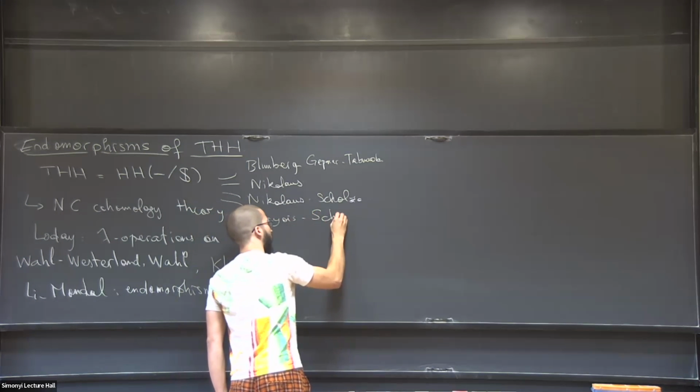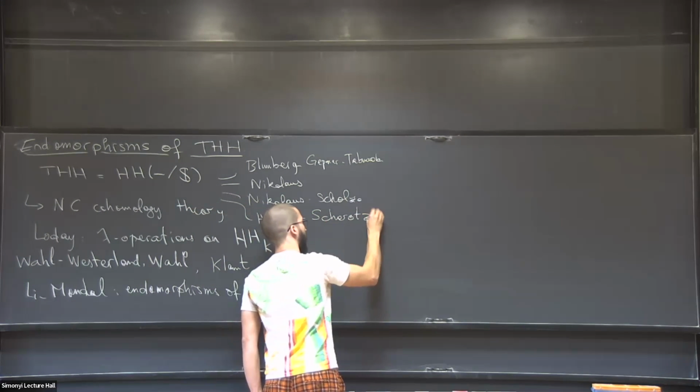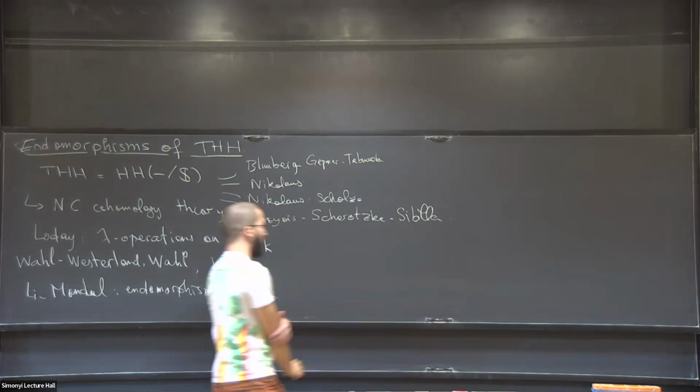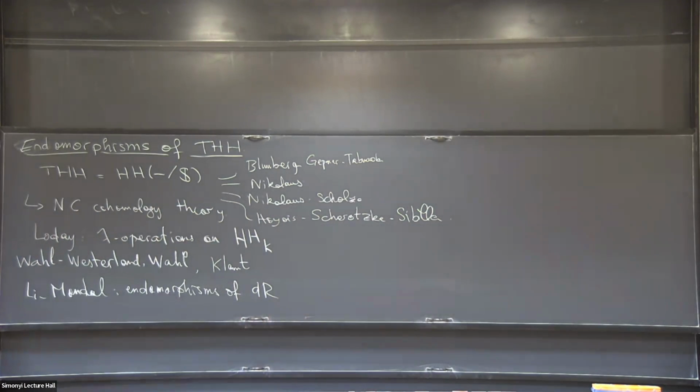Blumberg, Gepner, and Tabuada actually provide much more functoriality than what's in Nikolaus-Scholze, a bit less than what's in Nikolaus. Nikolaus's work is non-existent, but okay. So anyway, we won't need to know that much about THH to actually compute things, which is quite nice.